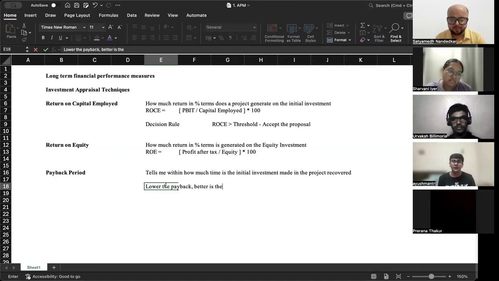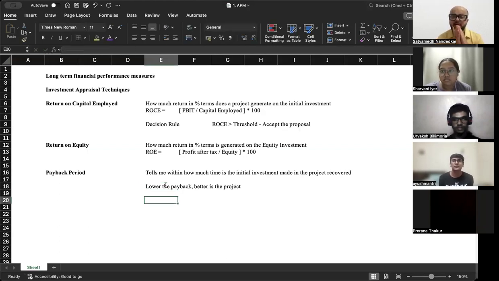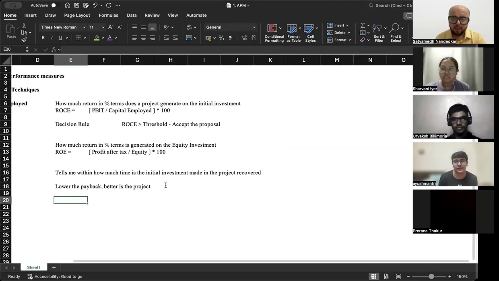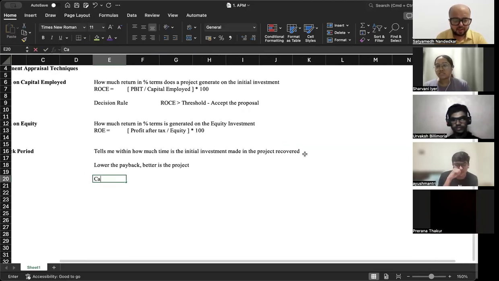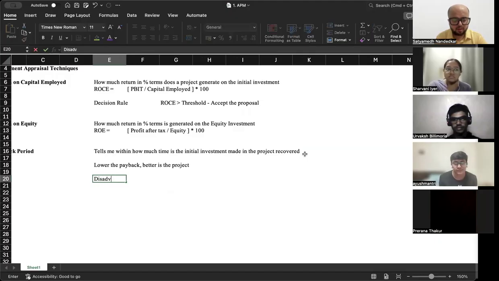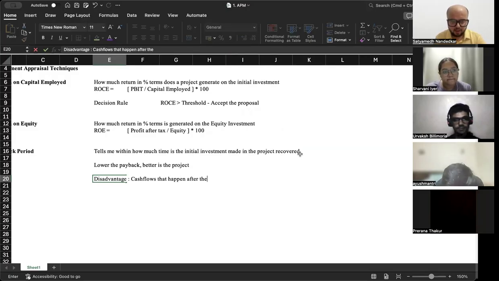better is the project. But this payback period method suffers from certain disadvantages and limitations. What are these? Payback period method does not consider time value of money. First problem. Second problem, cash flows that happen after the payback period are often ignored. Now, for example, look at this project. One major disadvantage is that cash flows that happen after the payback are ignored.